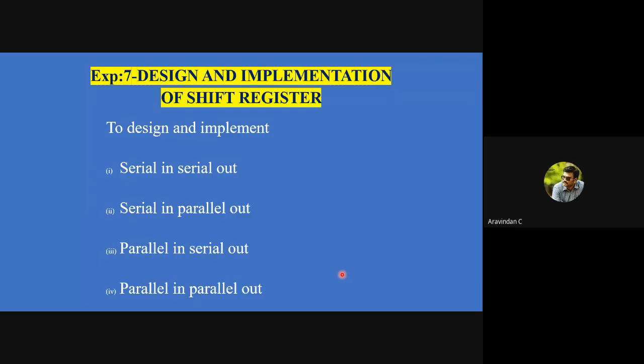Okay, and under this shift register, we are going to see 4 different classifications: serial in serial output, which is also called SISO, serial in parallel output, parallel in serial output, and parallel in parallel output. So these 4 classifications we are going to see in our experiment. Okay, now we will see one by one. First, I'll give the concept of what is happening here.